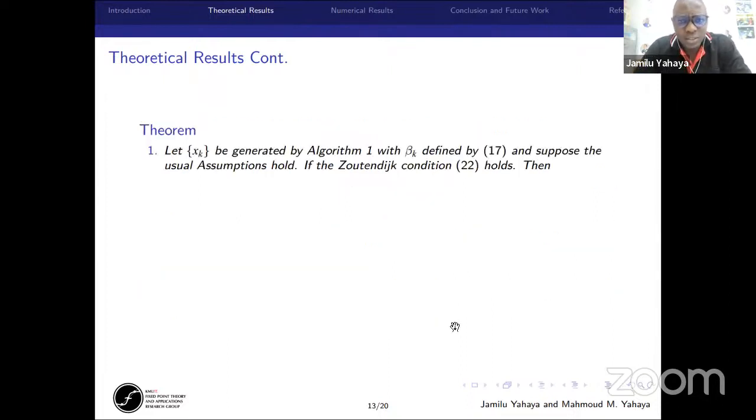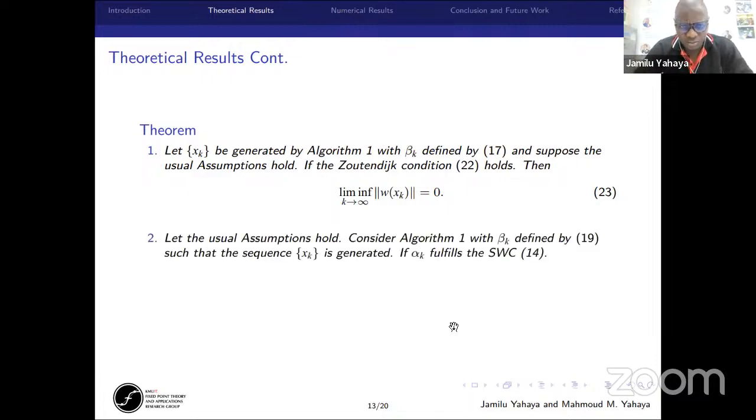So the general convergence is given by this theorem, especially for the FR variation. The theorem considers Algorithm 1 with beta_k defined by beta FR, that is 17, and supposes the usual assumptions hold. So if the Zoutendijk condition 22 holds, then we have this equation 23, which gives the global convergence.